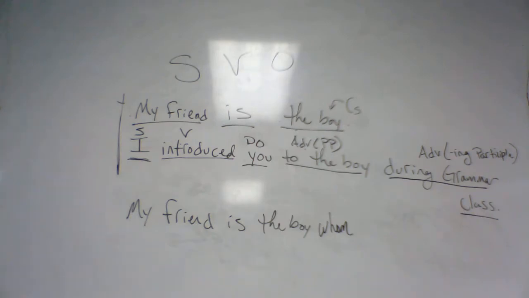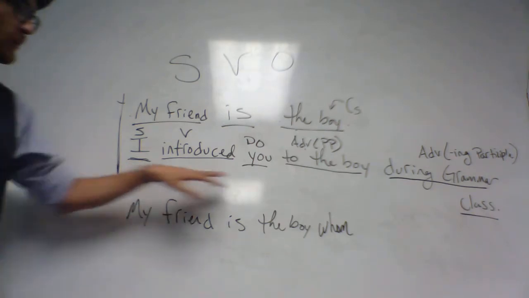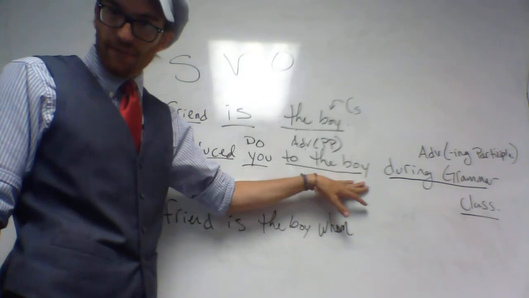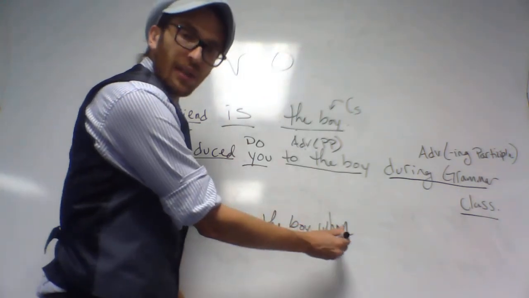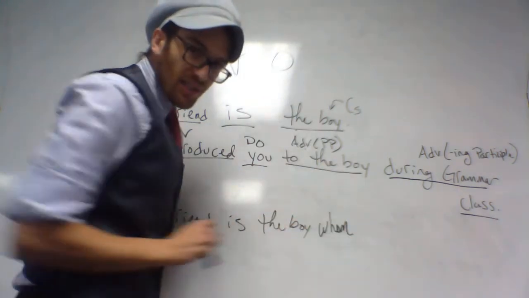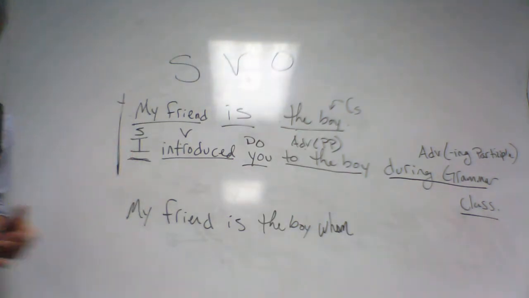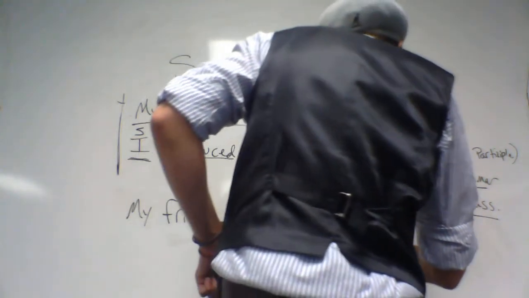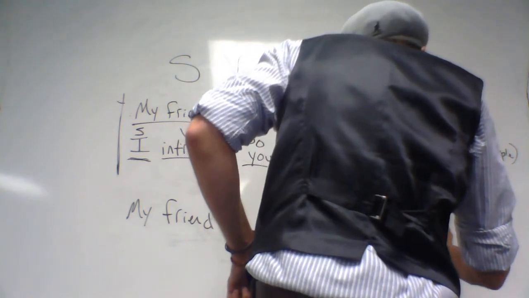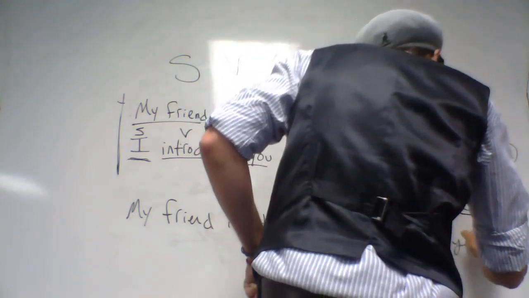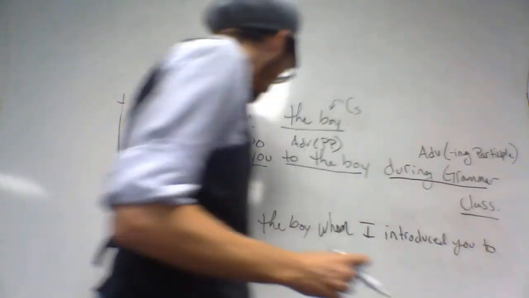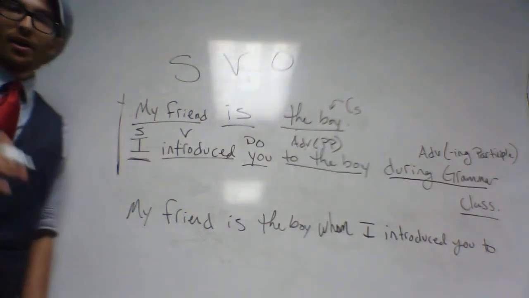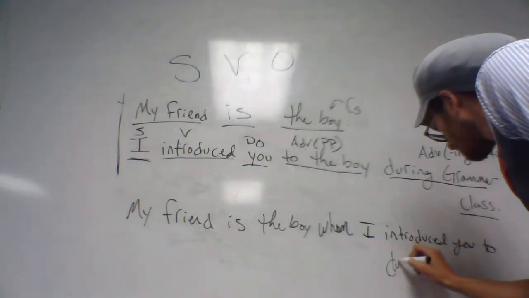Okay, so we want to finish out the rest of this sentence here. And of course, we're not going to repeat this section because it's being included here. The boy is the whom. All right, so we would delete that part of the sentence here. Okay, so when we have the boy whom I introduced you to, my friend is the boy whom I introduced you to during grammar class.